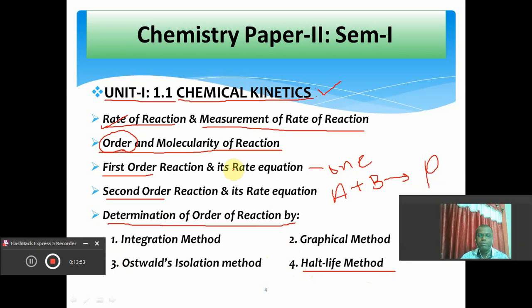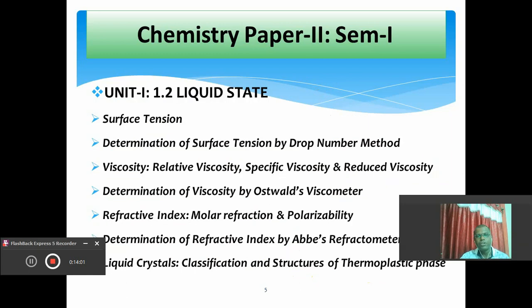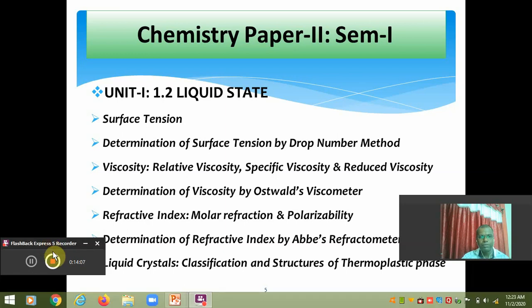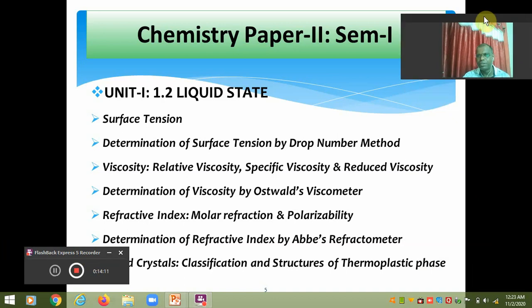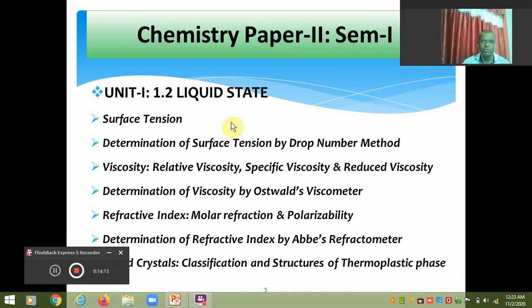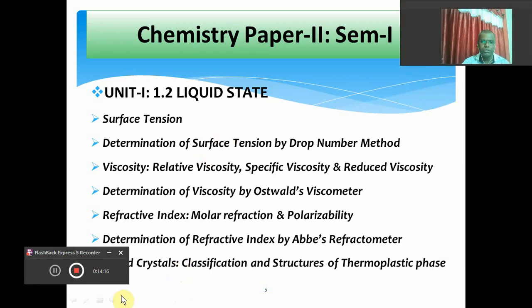So this is the first topic in unit number 1 based upon physical chemistry, entitled chemical kinetics. The second topic in the same unit number 1 is called liquid state. So this is the second topic. Definitely it is also based upon physical chemistry, but it is also important to study in this unit, and it is entitled liquid state.